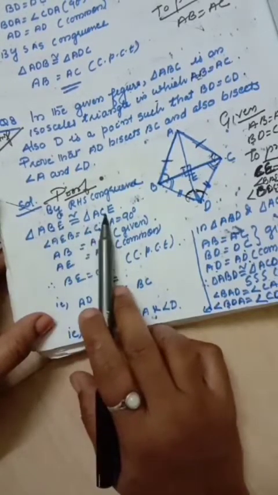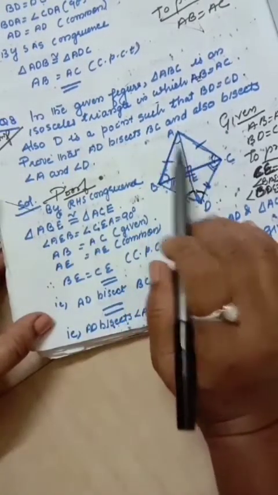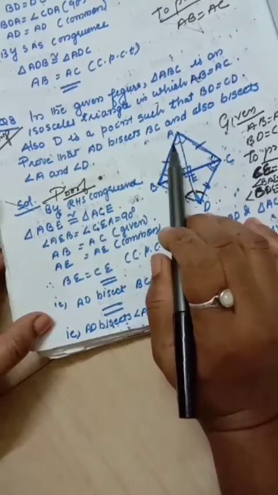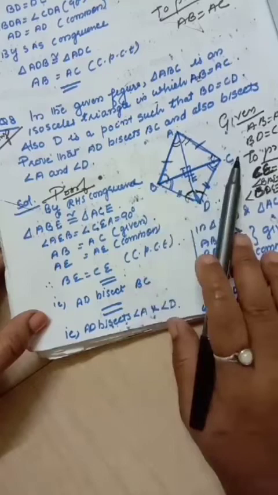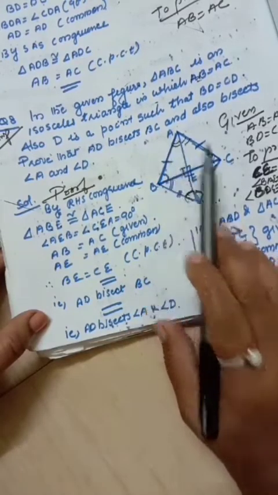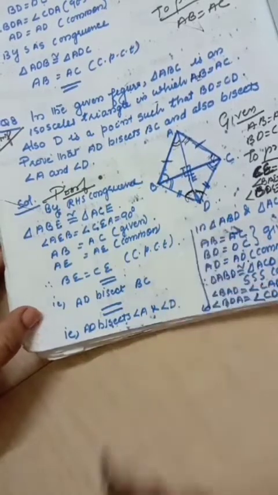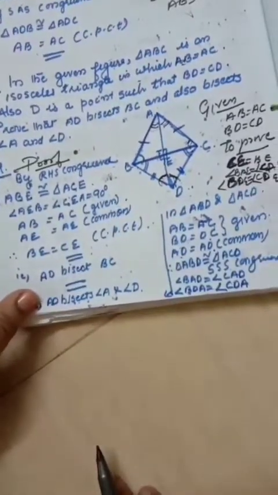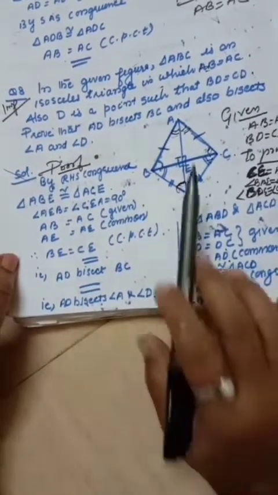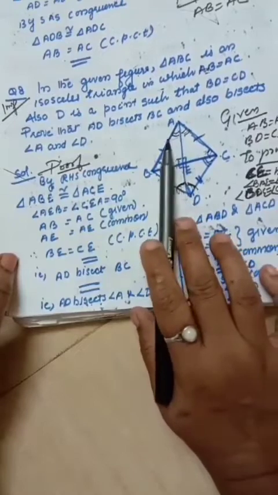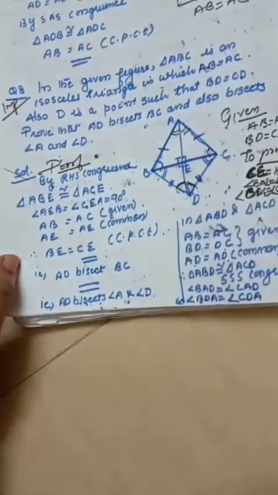Angle BAE and angle CAE. That means AD bisects BC as well as angle A and angle D. Angle A also, see, half of it cut here, half of it cut here. This proof is a very important proof. Study well. First you have to prove these two triangles are congruent. After that you have to prove these two big triangles are congruent.